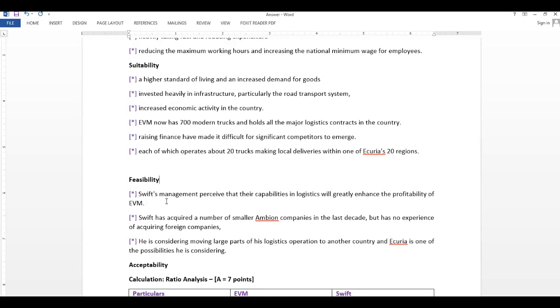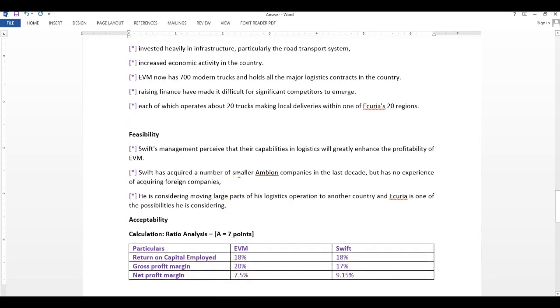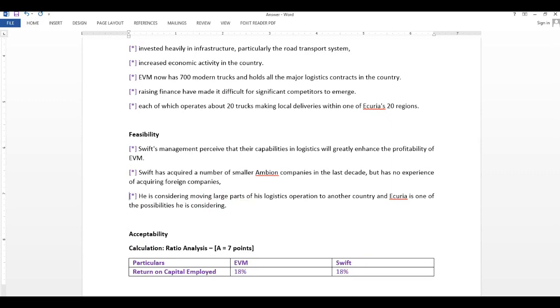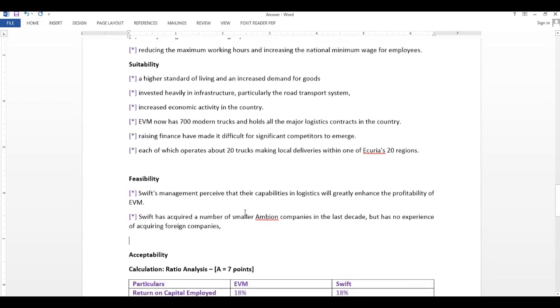So feasibility refers to whether our company has capabilities to support the acquisition. So the management feels they can do it. And Swift company has also acquired a large number of small companies. So that is also a good capability on the side of Swift. And he's considering moving all his company to the new country, Ukraine. This is an irrelevant point to our discussion.